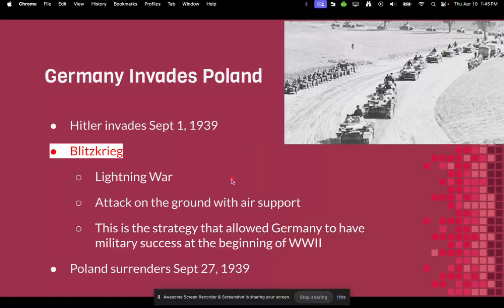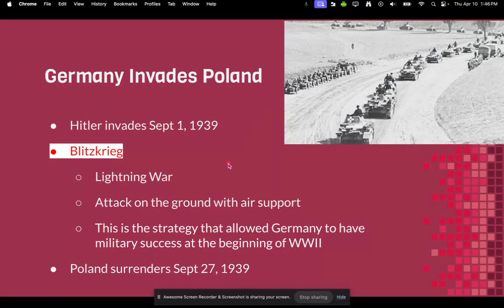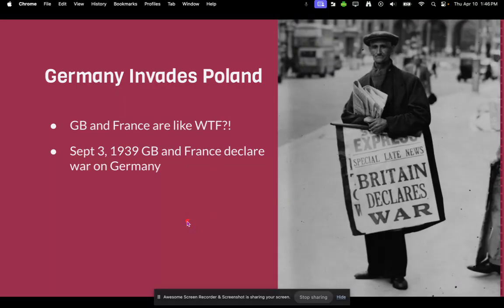So Hitler invades September 1st, 1939, and he uses this military tactic called blitzkrieg, which means lightning war. That's where there are attacks on the ground with lots of air support from airplanes above. This is the strategy that allows Germany to have military success at the beginning of World War II. Poland doesn't last very long. They surrender on September 27th, 1939. So Germany successfully invaded Poland. Great Britain and France were like, what did you just do, Germany? And on September 3rd, 1939, Great Britain and France declare war on Germany.